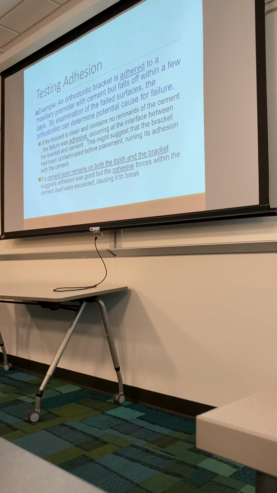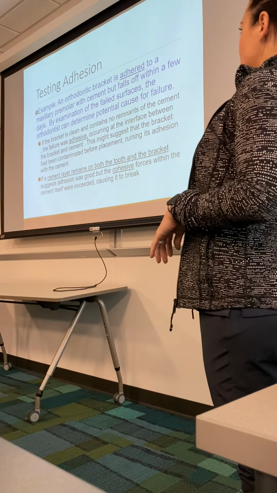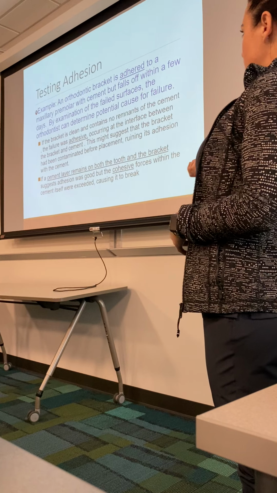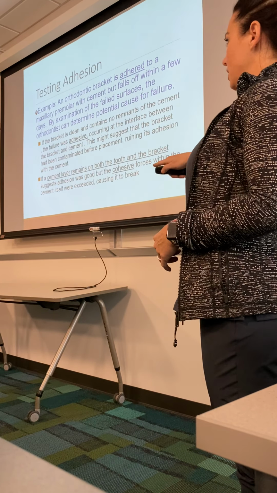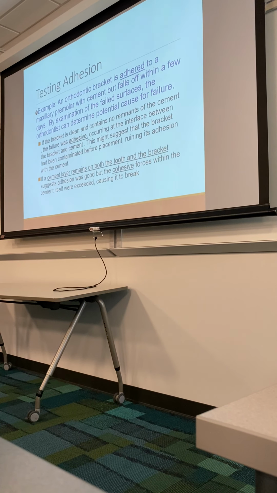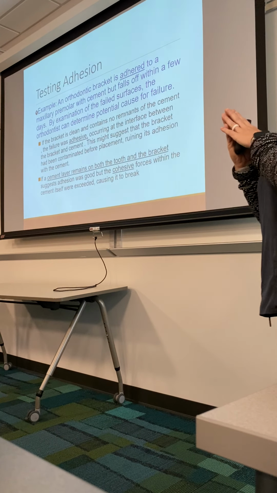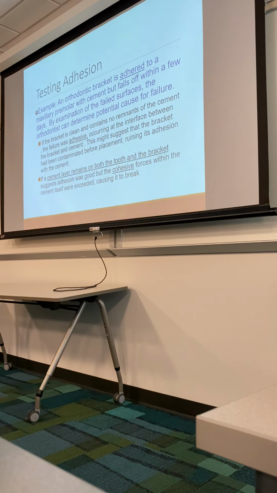So, if you read this example: if the bracket is adhered to the maxillary premolar with the cement but falls off in a few days, what kind of failure would that be? Just falls off. Yeah, perfect. So if the bracket's clean and contains no remnants of cement, the failure was adhesive. But if the cement layer remains on both the tooth and the bracket, see how that could also be cohesive? Because they're not coming together. Alrighty.